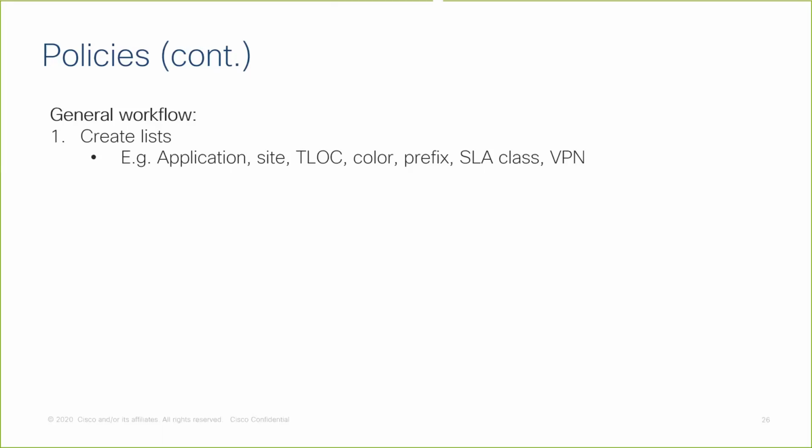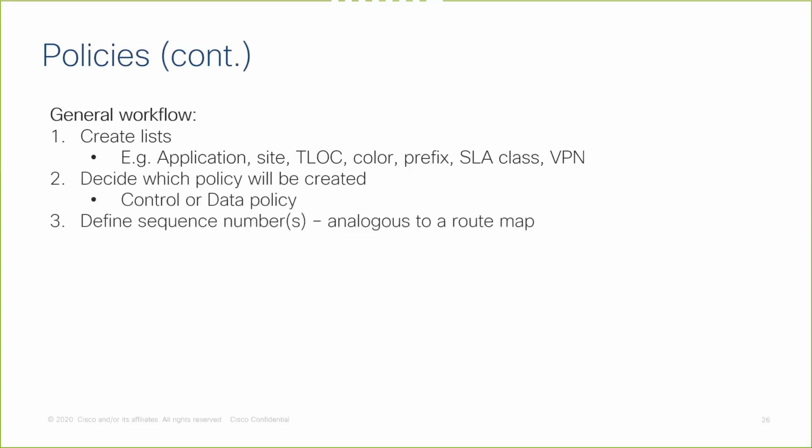Once I've created all the lists I need, then I would decide what I want to create. Do I need a control policy? Do I need a data policy? What exactly do I need? Then after that, let's put some order on it. What is more important? Which are specific things and which things are generic? Which order should I follow? In the same way we were building, in Cisco lingo before, a route map.